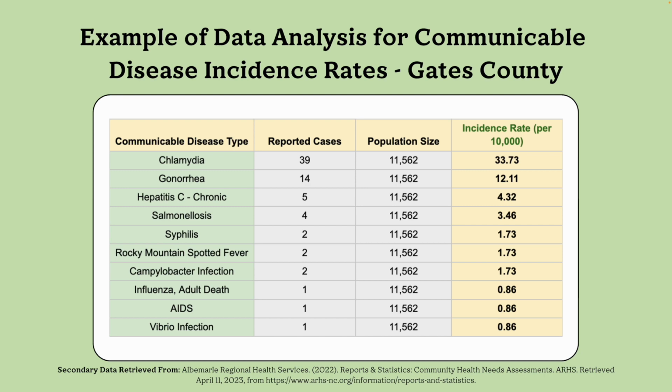And then we have the reported cases column, which is on an annual basis, as well as the population size. So when we take the formula that we pulled from the methods and we do an incidence rate per 10,000 individuals, we have found that the incidence rate of chlamydia in Gates County is 33.73 specifically. And as we look at all of these diseases, we can see the incidence rate for the rest of them, but I wanted to provide an example of what was done.